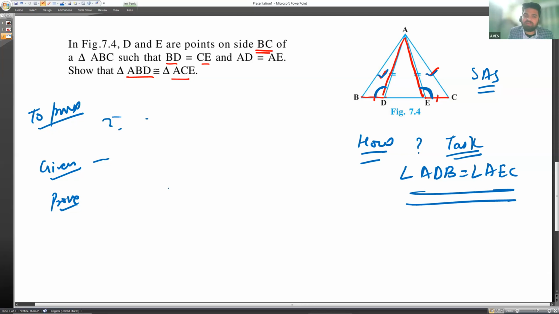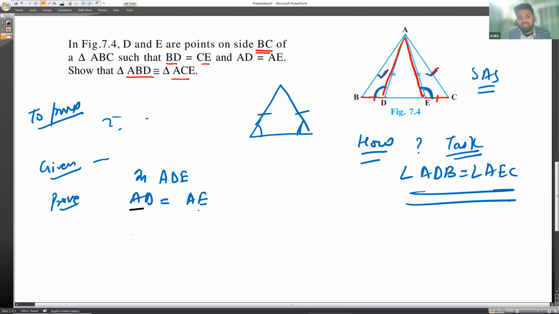So what you are going to prove here is that you know that AD is equal to AE, it is given to you. So Rima, can you tell me, if two sides of a triangle are equal, this side is equal to this side, then will this angle be equal? Yes, sir, it will be. Yes, because in triangle ADE, this side is equal to this side.